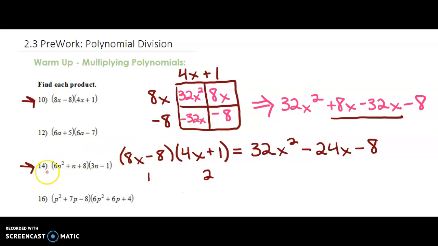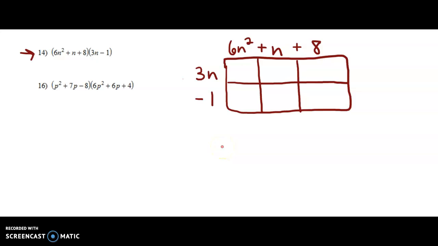If we're looking at number 14, we can multiply this trinomial. Again, it's a trinomial because it has 3 terms, times this binomial. And I'm going to go ahead and have you set up your area model for this problem in your notes right now. All right, team, when you set it up with your factors lining the sides of this rectangle, it should look something like mine.